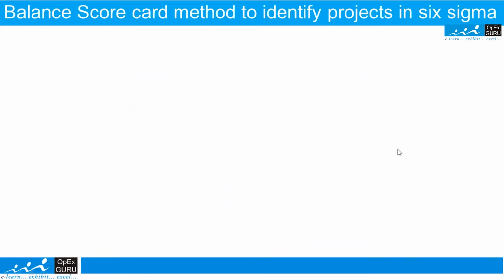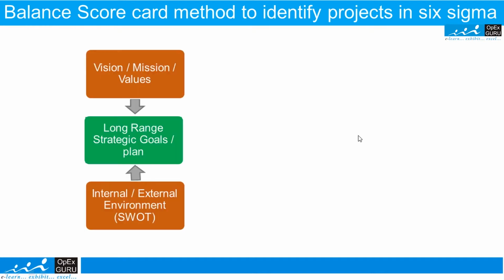Another approach to identify Six Sigma projects is the balanced scorecard. Many companies use balanced scorecard methodology to identify Six Sigma projects. Here we have the vision, mission and values of the organization, and there is a SWOT analysis, which is strength, weakness, opportunities and threat. So the organization is scanning the internal environment and external environment.